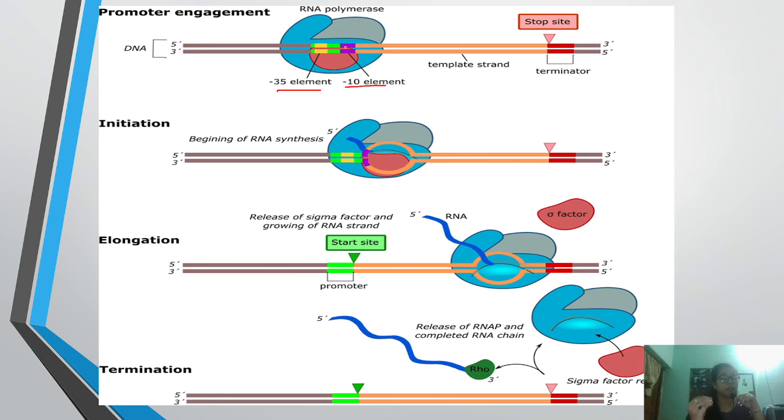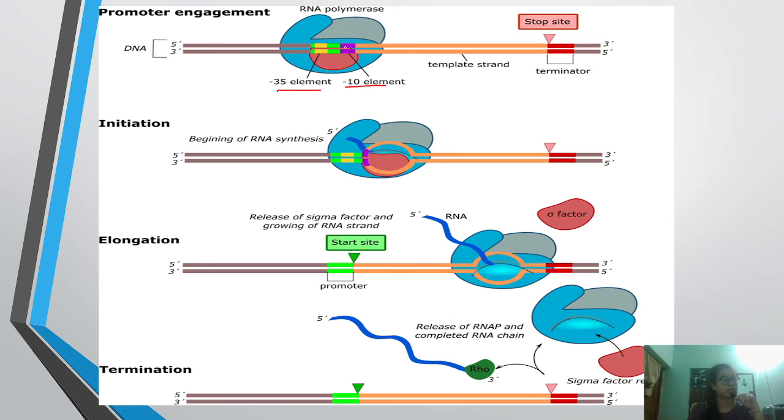But for the process of transcription to take place, the promoter sequence needs to be opened, which is done by the holoenzyme. Initially, transcription is mainly abortive. Abortive means the strands will be forming and getting degraded. After a proper 10 nucleotides are formed, the sigma factor is released.